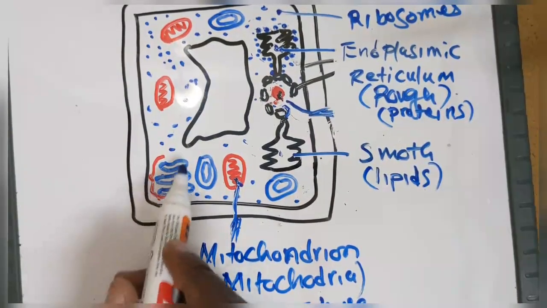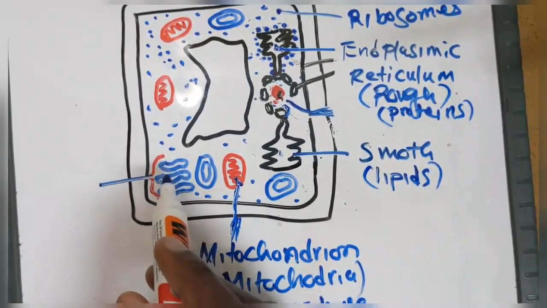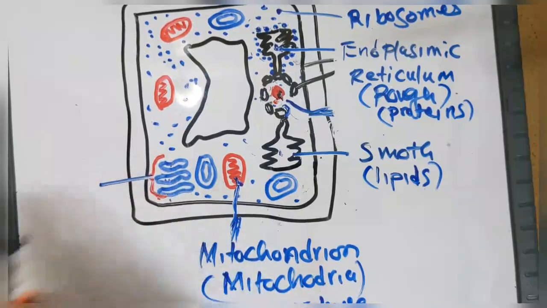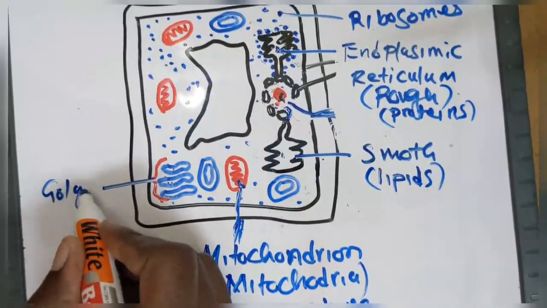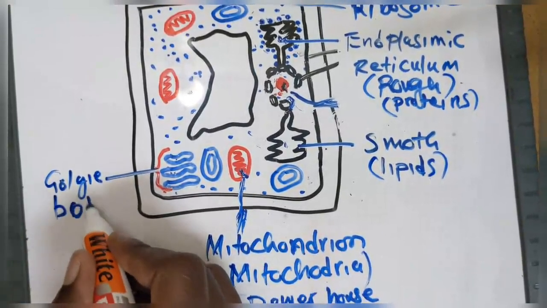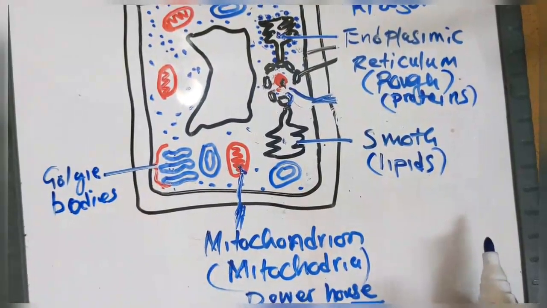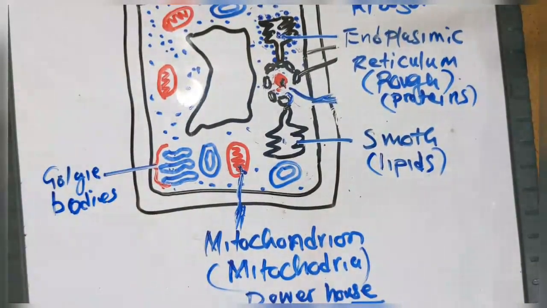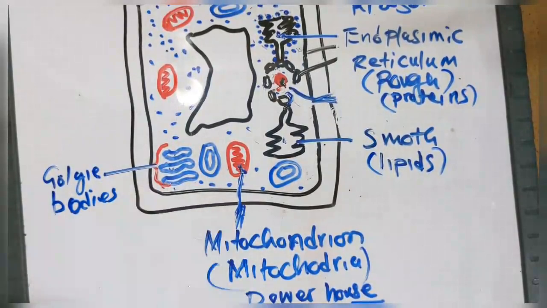Okay, so there is this pack here, shaped like this. These are what we call Golgi bodies. Golgi bodies, like that. So these are a pile of flattened vesicles which modify and carry proteins such as enzymes. So they carry enzymes, these ones.